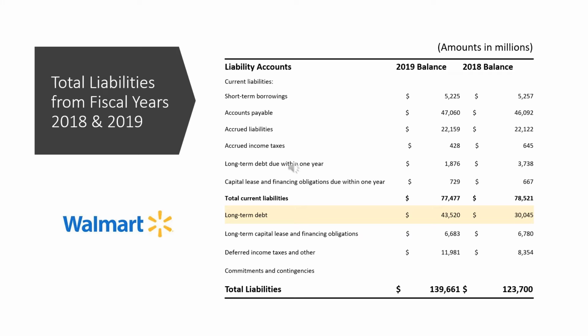Now we're going to compare the total liabilities from fiscal years 2018 and 2019. As you can see, the total amount for 2018 is less than the total amount from 2019. The reason for this is that in 2019 the current liabilities actually decreased by $1,044,000,000. However, the liabilities have increased from 2018 to 2019 because of the long-term liabilities.